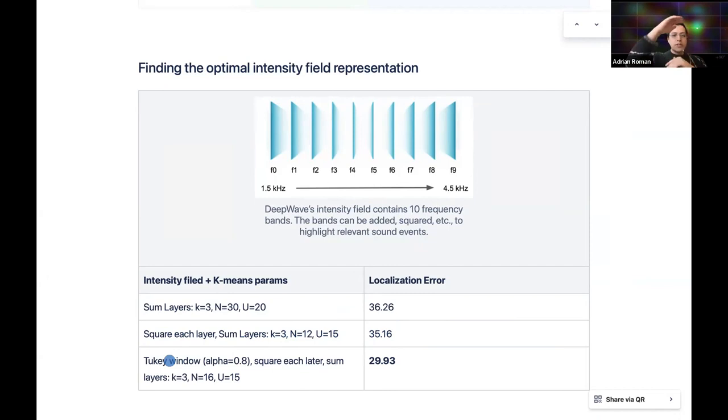And also we noticed that near the edges of the intensity field that you saw at the beginning, there's often noise. So what we used was adding a 2-key window to add some smoothing near those edges or poles. And this actually brought the localization error down to 29.